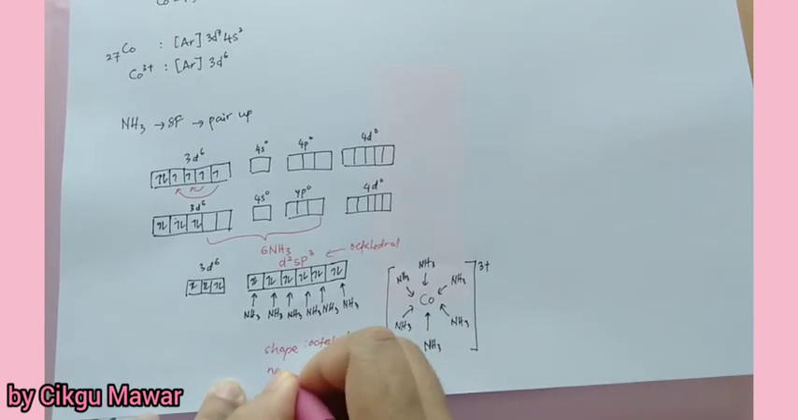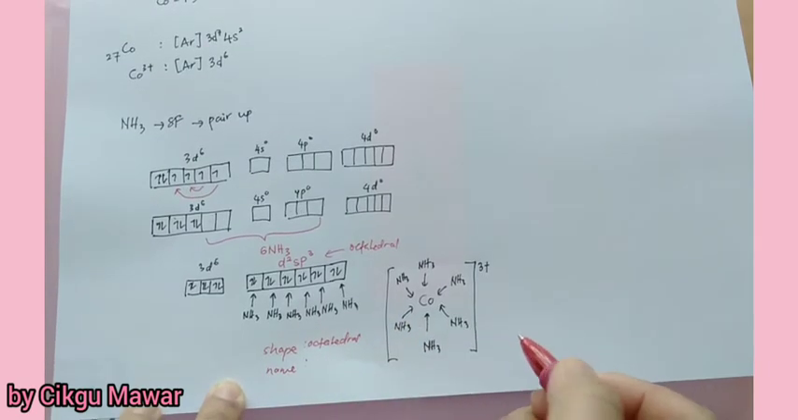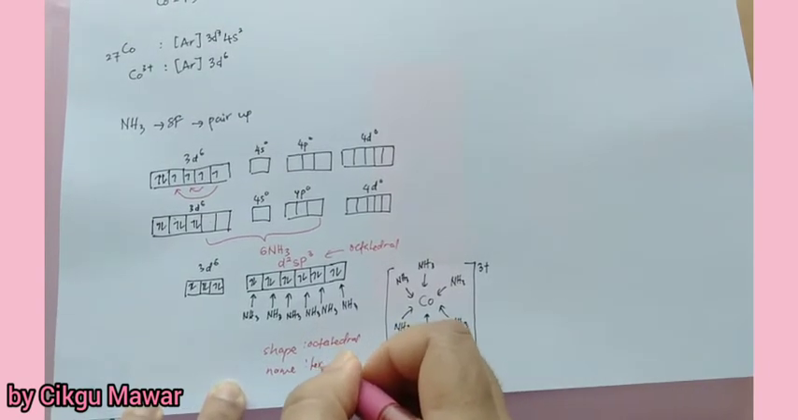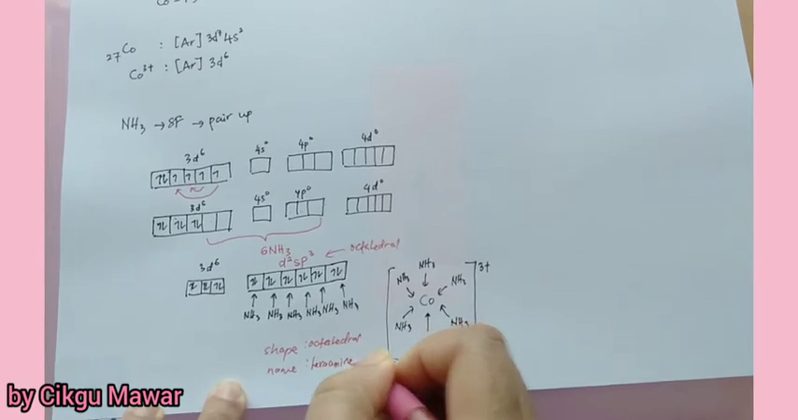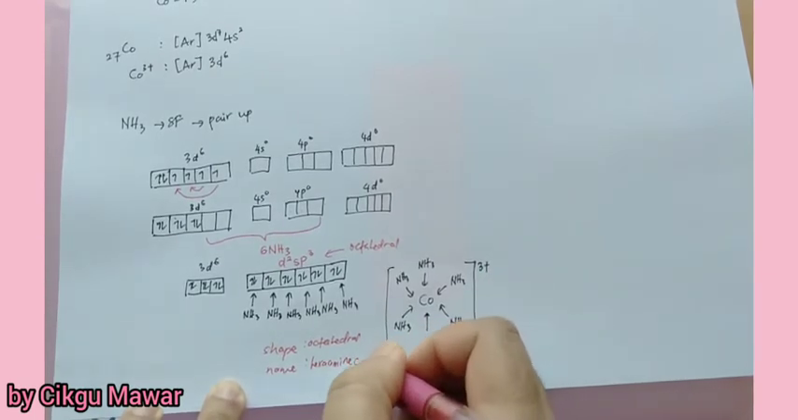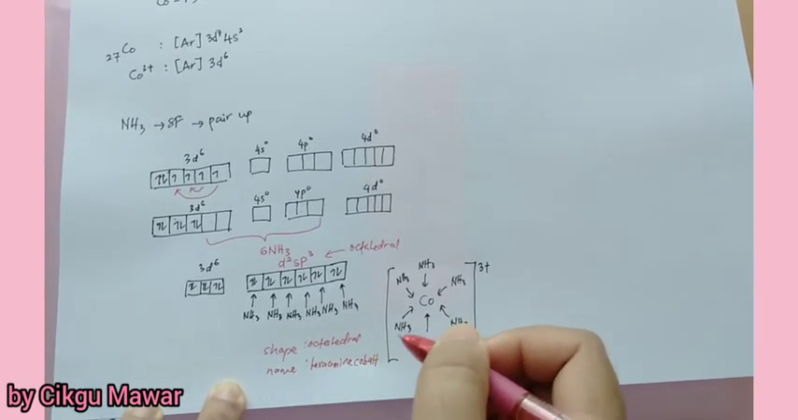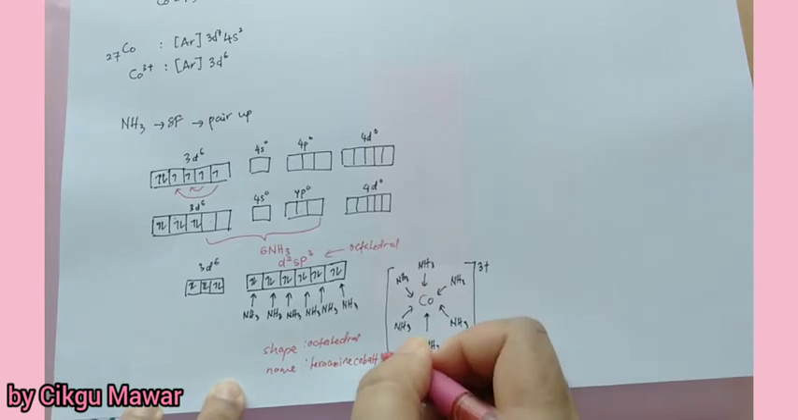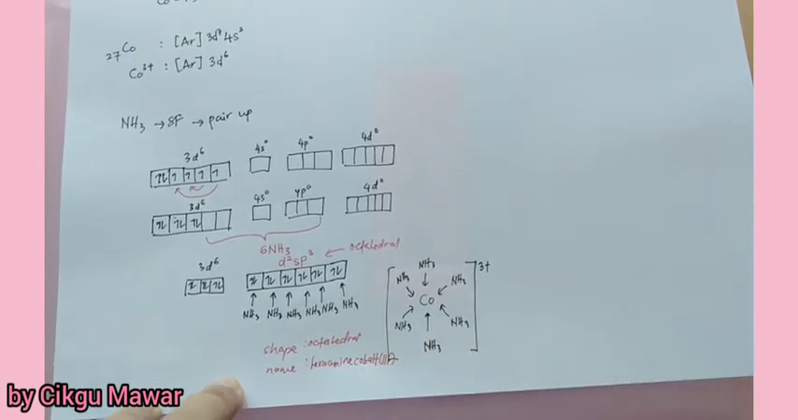So what is the name of the complex? So we have ammine, hexaammine. And then cobalt, because it is a cation, just use the same name. Cobalt, positive 3. So 3, 1, 2, 3. So hexaammine cobalt 3.